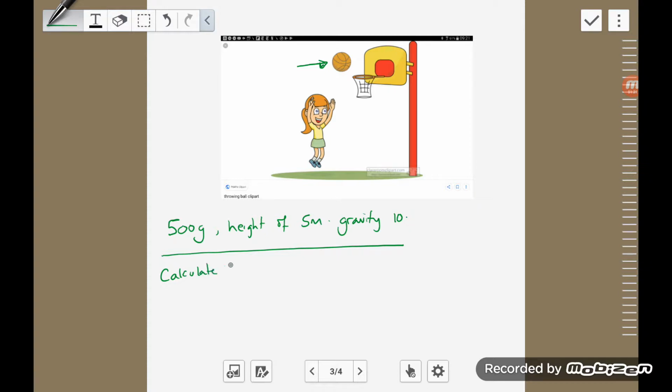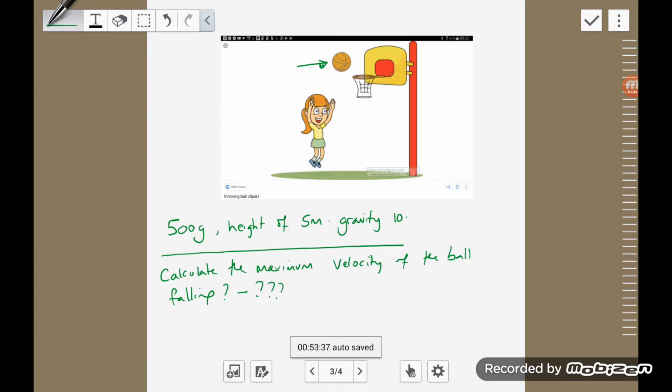How about this for a question? Calculate the maximum velocity of the ball falling. What? Hang on. We've got a formula there which gives us the gravitational potential energy, and mass times gravity times height doesn't have velocity in it. So where can we work out the velocity?